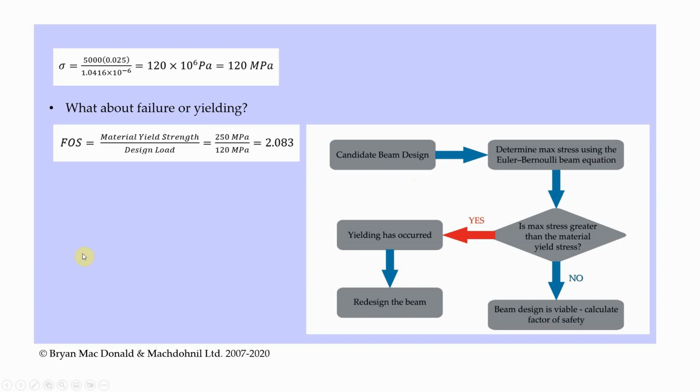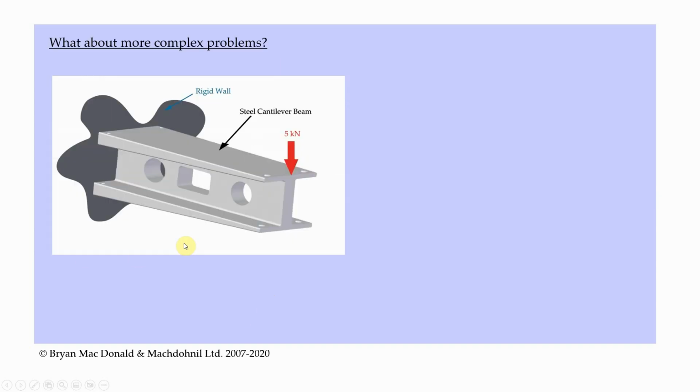So that's all very well, and everything went okay there. So what about a more complex problem? What about if I took the same problem, still a steel cantilever beam attached to a rigid wall supporting a 5 kilonewton load, but now I have the beam with a different cross section, so it's got an I cross section. That's not particularly a problem, but now it's tapering in both directions.